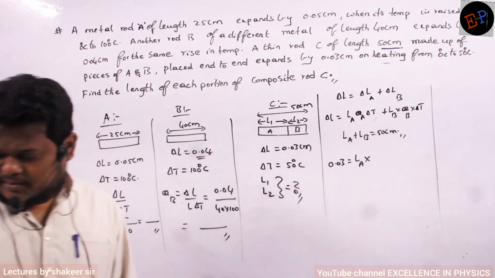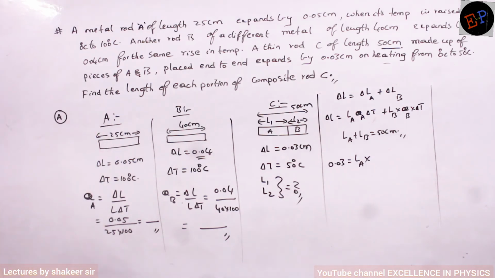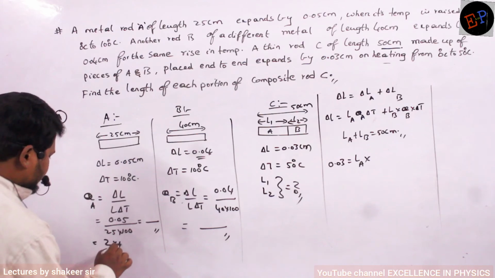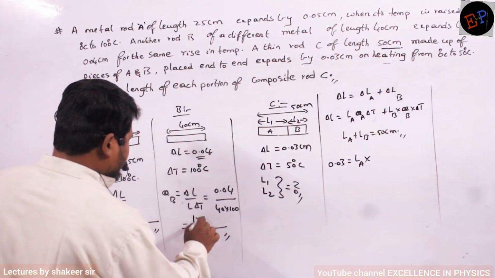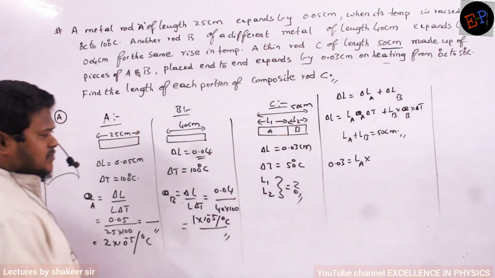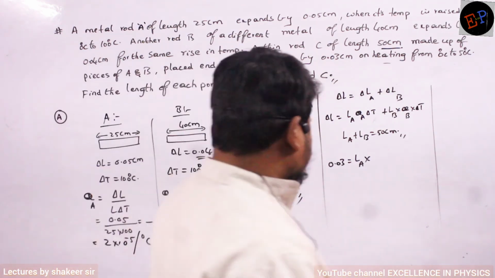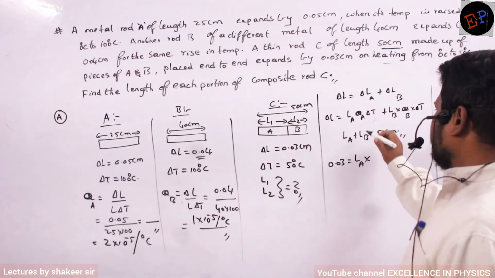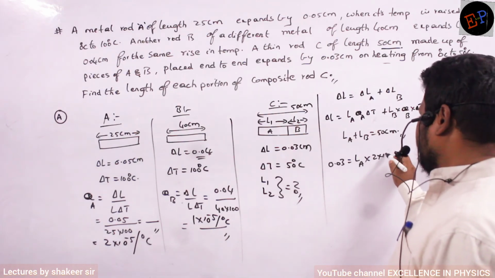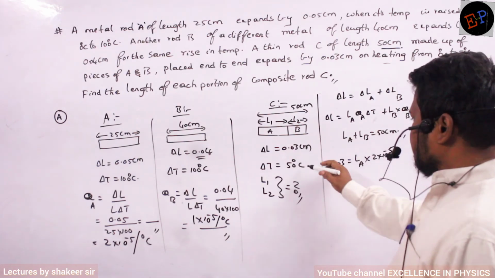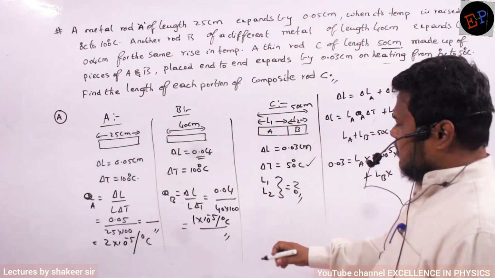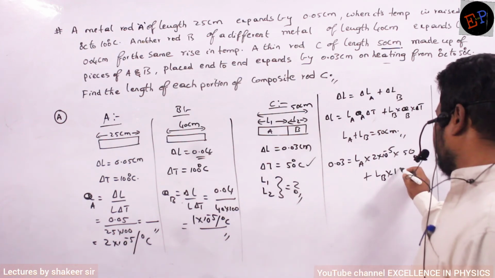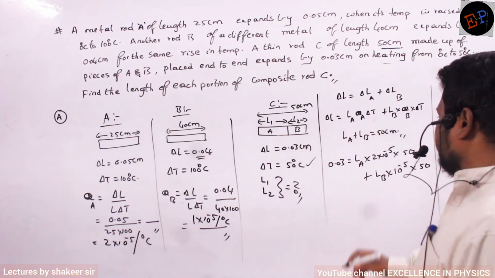And what are their values given? So 2 into 10 power minus 5 per degree Celsius. And what about alpha of second rod? 1 into 10 power minus 5 per degree Celsius. These values I have got. Now substitute the values in this equation. Alpha A is how much? 2 into 10 power minus 5 multiplied by change in temperature, 50. Similarly for second rod, LB multiplied by alpha B. Alpha B already we have calculated. 10 power minus 5 multiplied by change in temperature, 50.